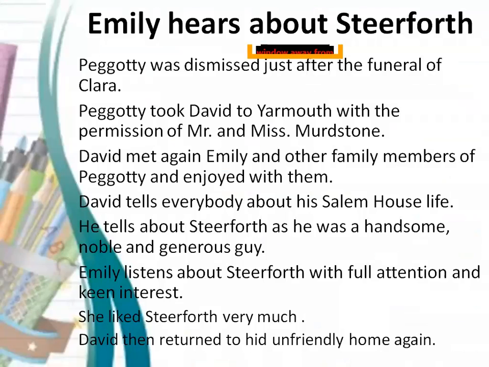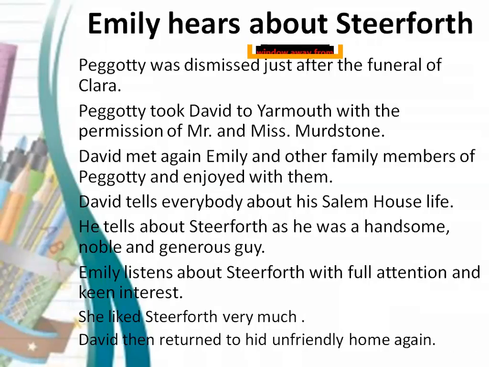Now, number 1. This is the first chapter, you may say, of lesson number 3: Emily hears about Steerforth. Achha, Peggotty was also dismissed after the funeral of Clara. जैसे ही उसका funeral, जैसे उसके आखरी जो रस्मात होती हैं, वो अदा की जाती हैं, उसको बरी कर दिया जाता है. Then Peggotty was dismissed, and Peggotty took David to Yarmouth with the permission of Mr. and Mrs. Murdstone.